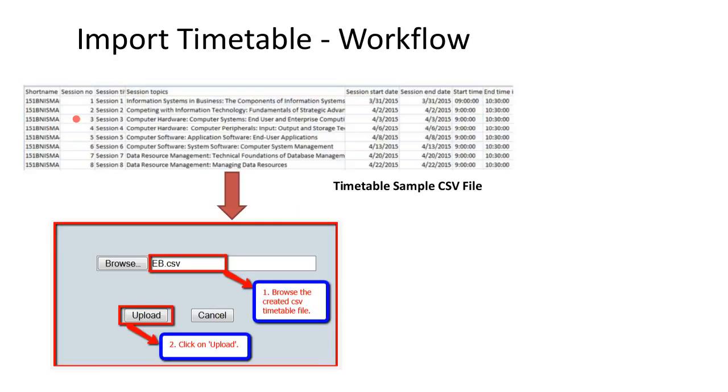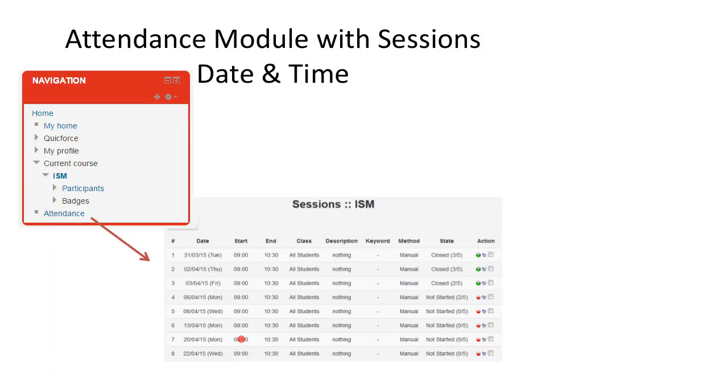They enter short name, session number, session title, the topic headings to be populated on the course main page, session start date, end date, start time and end time. Once they are done with that, they browse and upload it. All these sessions will be populated here. We have provided an attendance link here in the navigation block itself. Once they click on this attendance link, it will take them to this attendance page. All these green ones show attendance taken, and the red dots are to be taken.